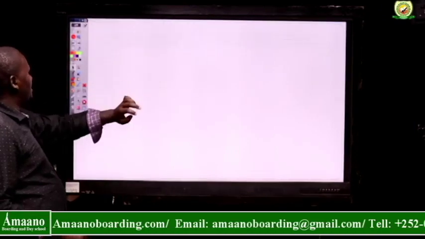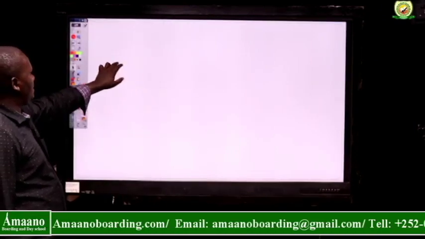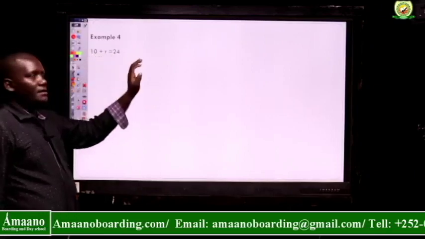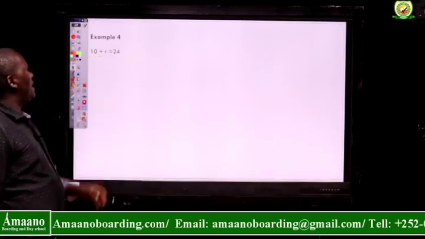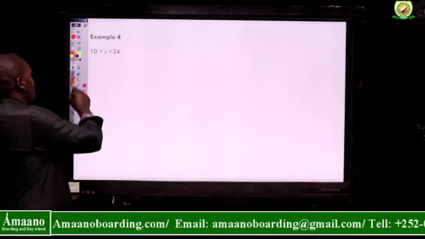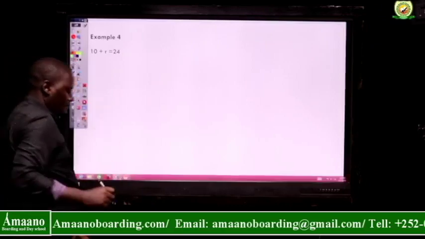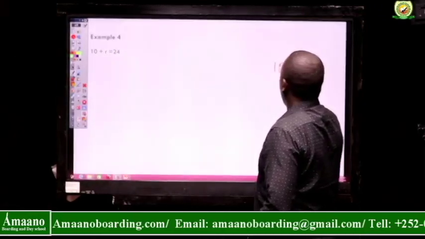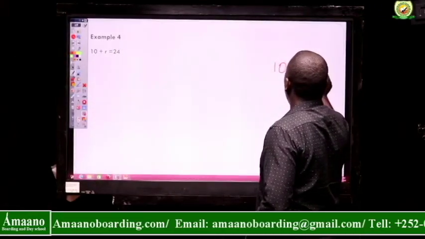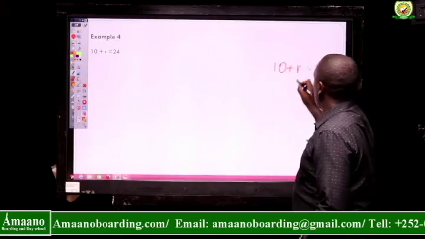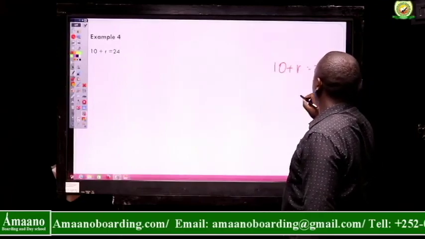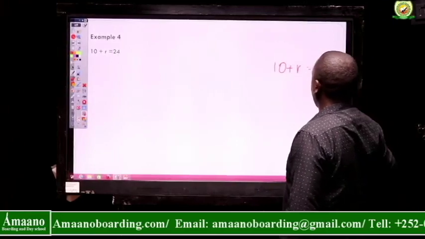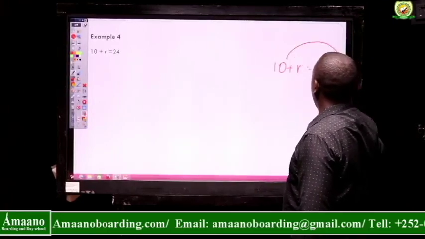Let's check the next example. I have the last example here, example 4: 10 plus r equals 24. How will I find the value of r? This is the working. I have 10 plus r equals 24. So I want to remain with only r. What I will do, I'll minus 10, this 10, I'll take it to the other side, the right hand side.